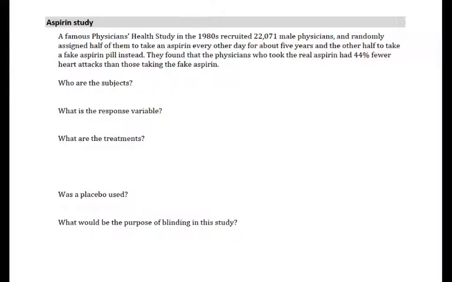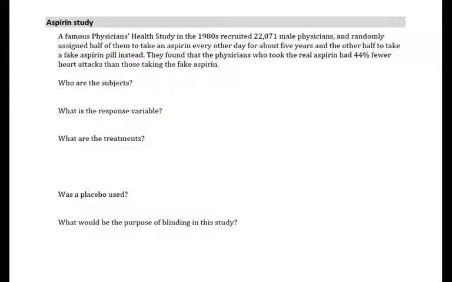Okay, so we have as an example this fairly famous aspirin study in the 1980s, in which 22,071 male physicians were recruited to try out the theory that aspirin might reduce the chance of a heart attack. So they were randomly assigned to take aspirin or to take the fake aspirin pill, and we found that the physicians who took the real aspirin had 44% fewer heart attacks than those taking the fake aspirin.